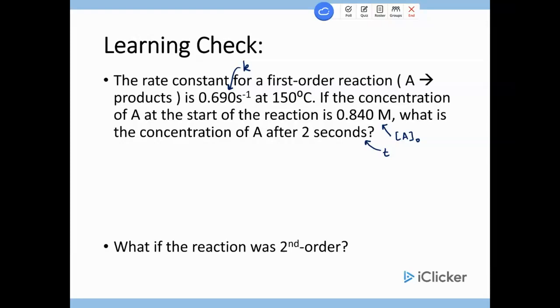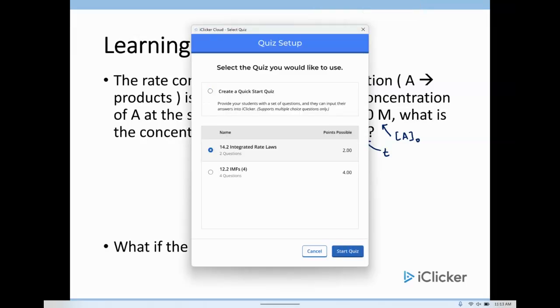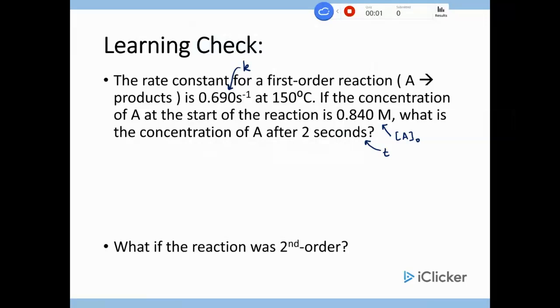Okay, so I'll start the iClicker. The iClicker has 2 questions, just asking what equation do you use to solve this part of the question, and then what equation would you use to answer this. So work through it, identify those equations. We'll go through it together in a few minutes.